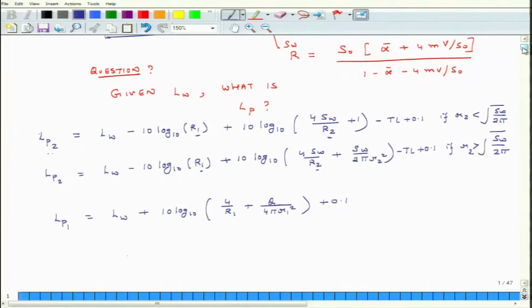To do all these calculations, let us look at these relations. We have to know LW, we have to know R1, we have to know R2. We already know the transmission loss, right, but we have to compute LW, R1 and R2 before we can say something concrete about the sound pressure level in the rooms.